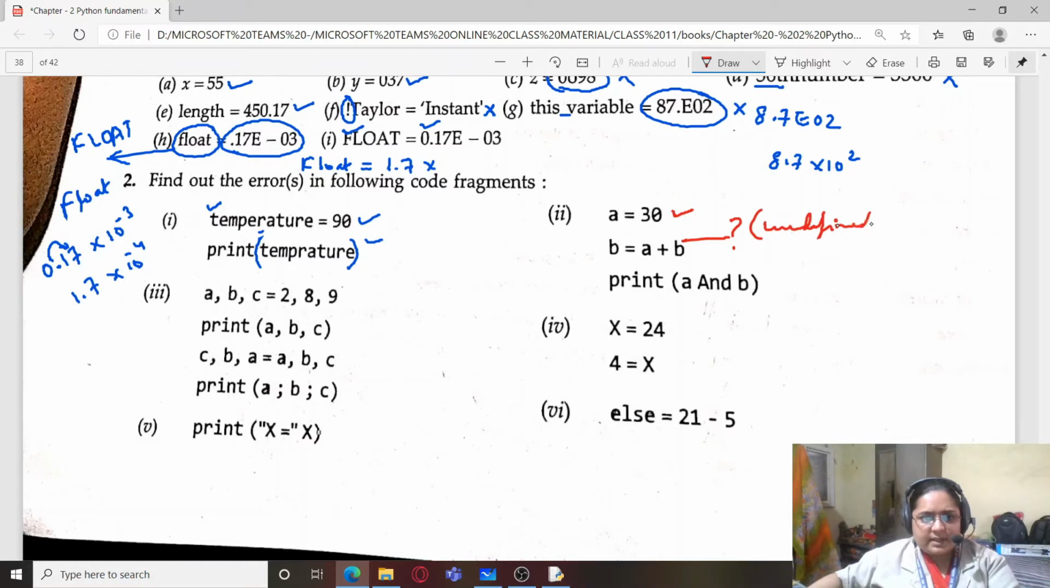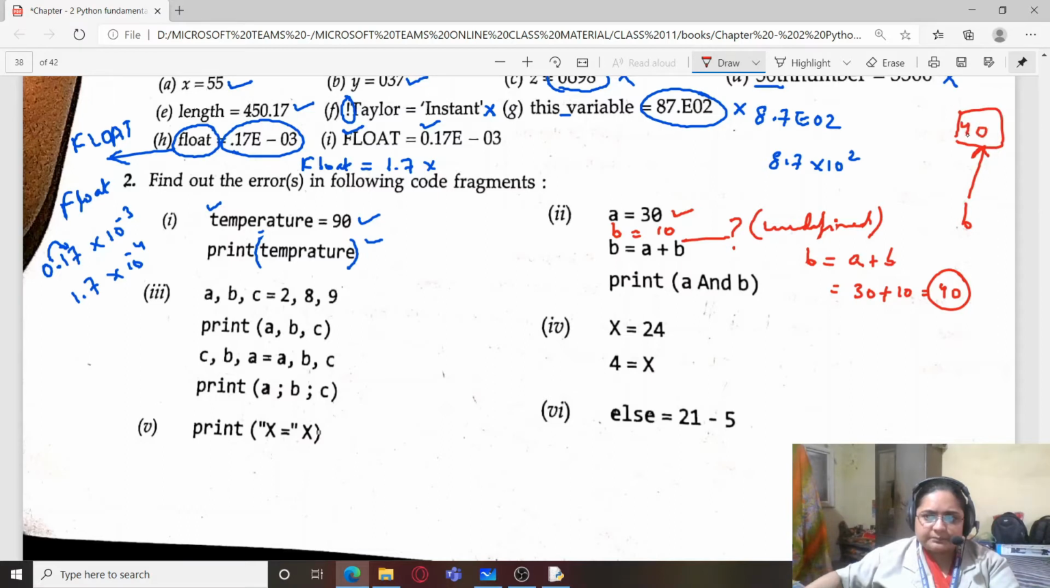So this is the error over here, right? So how can you change that? You can provide some value for B over here. Suppose I provide the value 10. So in this case, B equals A plus B will be 30 plus 10, which is equal to 40. So now B would be pointing to 40 in the memory.